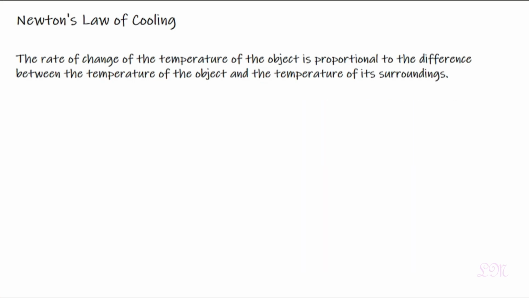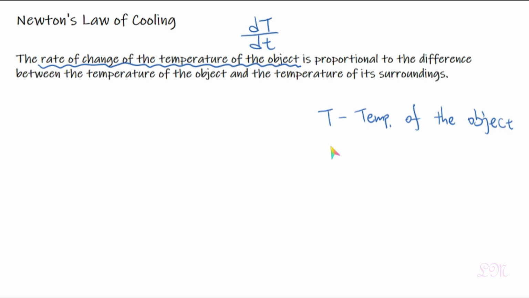Four minutes of intro is enough. Let's do some math now. Let's define our variables first. The rate of change of the temperature of the object, let's call it dT over dt. The capital T stands for the temperature of the object and little t is the time.